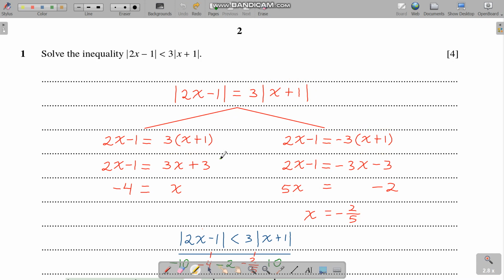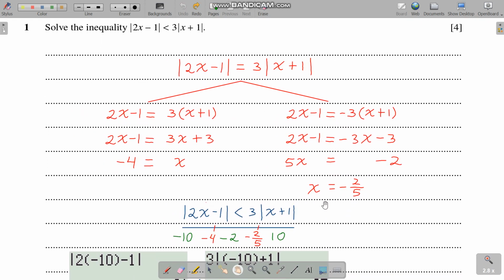From the first equation, just open up the brackets and then subtract 2x from both sides, you get only x on the right, and subtract 3 from both sides, you get minus 4 on the left. And from the other equation, open up the brackets and then add 3x to both sides, you get 5x on the left, and add 1 to both sides, you get minus 2 on the right, and then divide both sides by 5, we get the other solution.